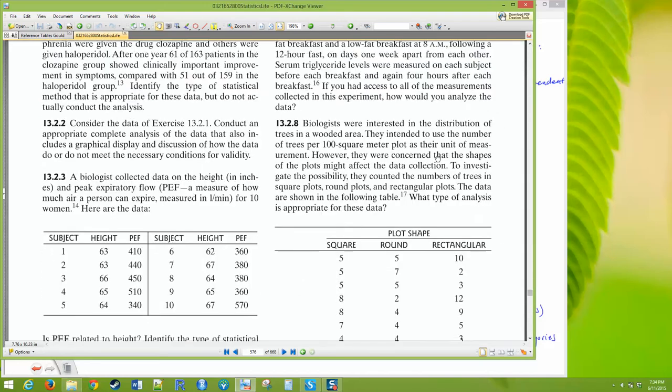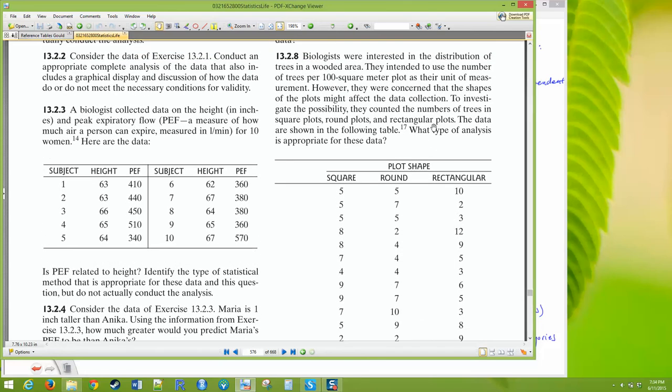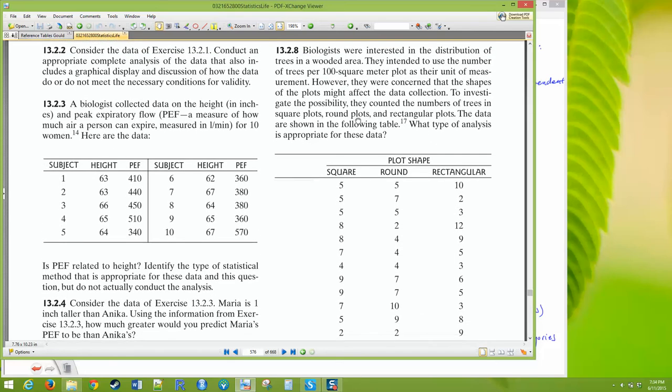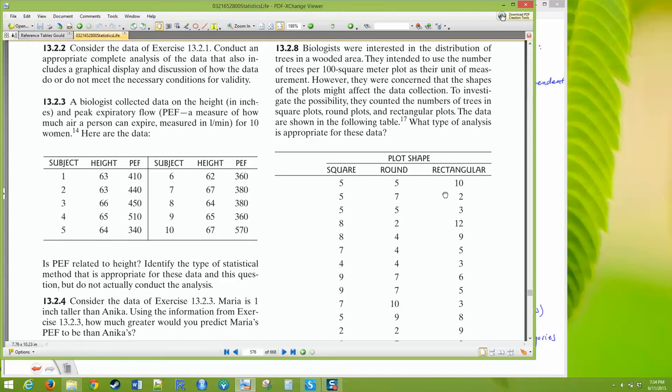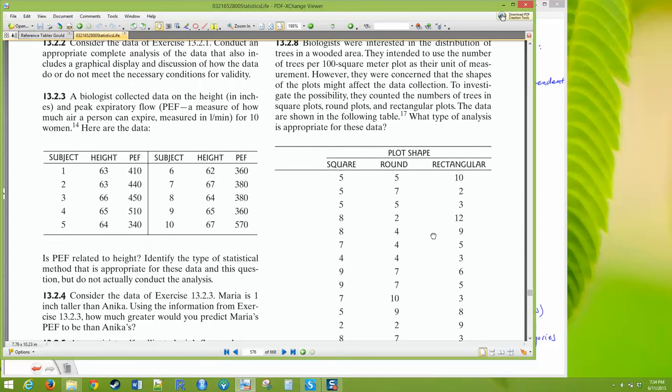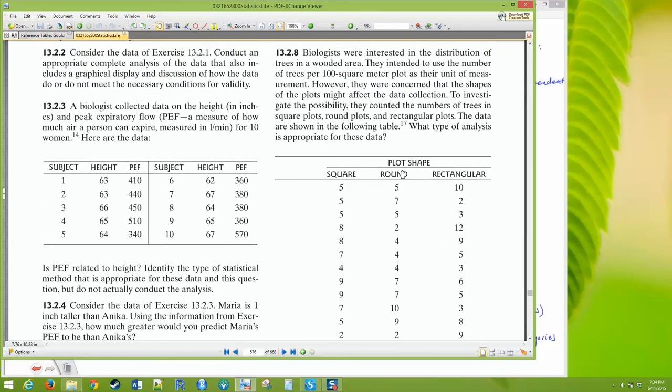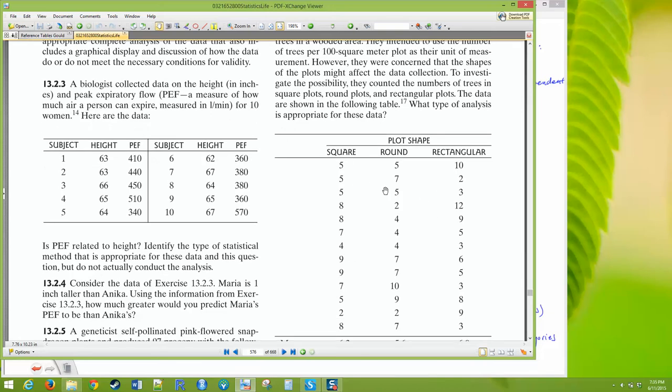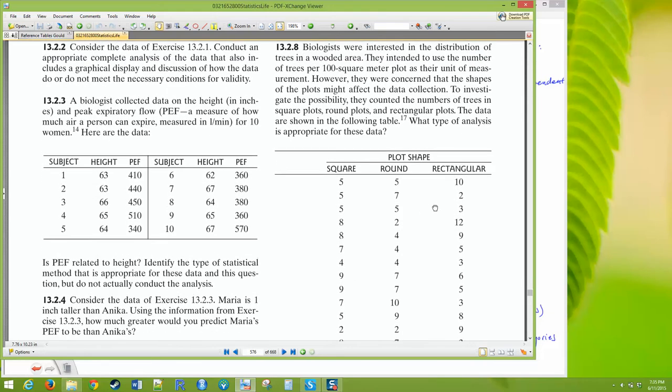Okay. All right, let's do one more of these. Okay. Biologists were interested in the distribution of trees in a wooded area. They intend to use the number of trees per 100 square meter plot as their unit of measure. However, they were concerned that the shapes of the plot might affect the data collection. To investigate the possibility, they counted the number of trees in square plots, round plots, and rectangular plots. The data are shown in the table. What type of analysis is appropriate for these data? So we have square, round, and rectangular, and we are counting how many trees showed up in each of those plots.